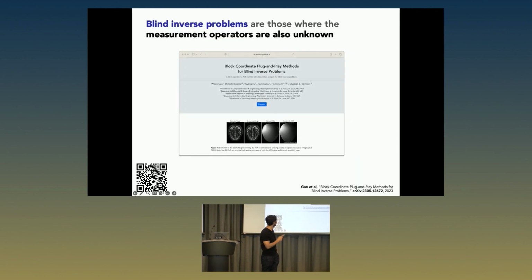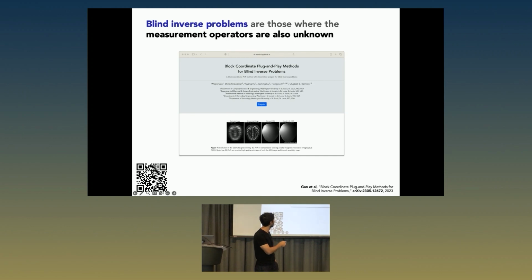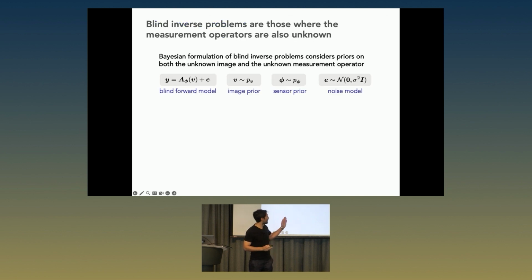All right. So what I'm going to talk about now is a relatively recent paper. It's called Block Coordinate Plug-and-Play Methods for Blind Inverse Problems. Let me explain this. Basically, the idea is very simple. Just like Jong-Chul's setting where he explained, we have 2 priors. We have a prior on the unknown image, and we assume there is a prior on the measurement operator. There are 2 things that happen together.